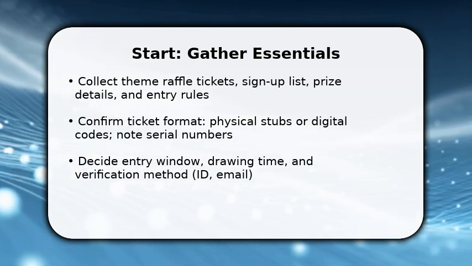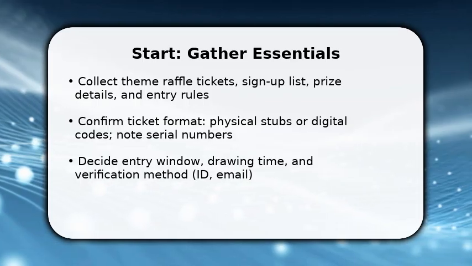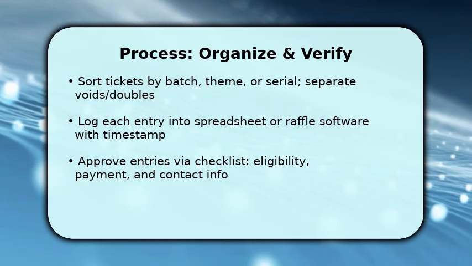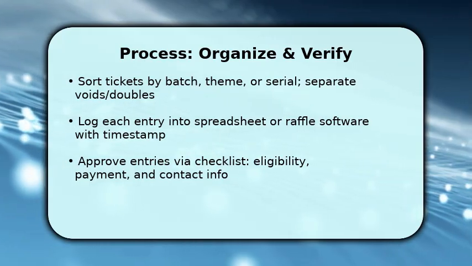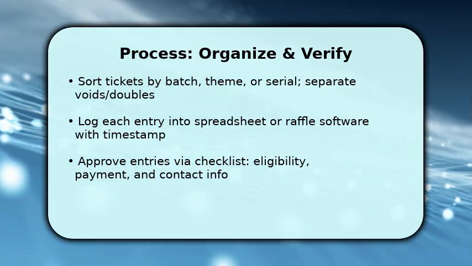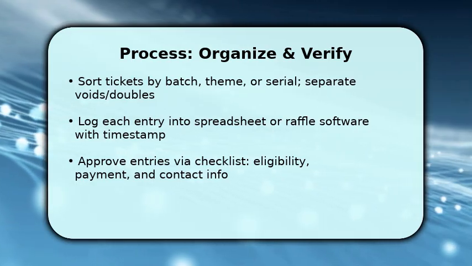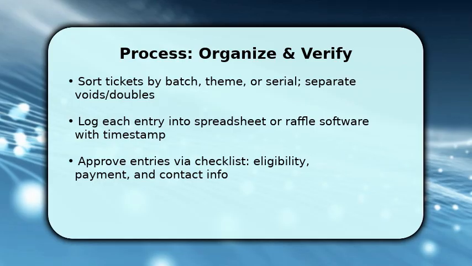Now you organize entries so the selection is fair and auditable. Sort tickets into batches by theme or serial, remove any voids or duplicates to maintain integrity. Next, log each entry into a spreadsheet or Raffle platform with timestamps and linking codes. This automates counting and prevents manual errors.